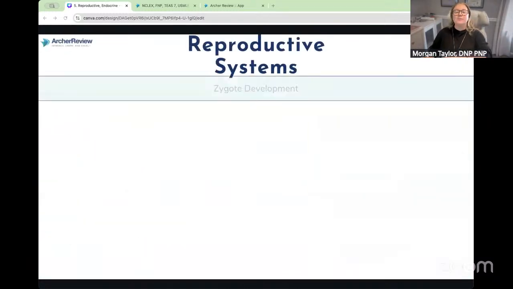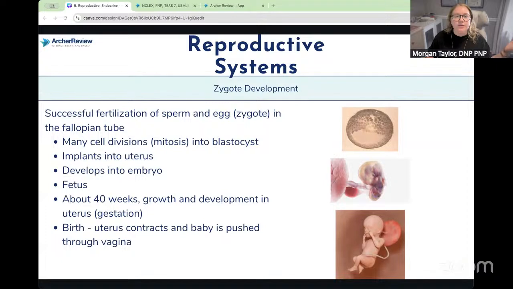We know ultimately all of this is trying to reproduce. Why do we have a reproductive system? For reproduction. We talked about fertilization occurring in that fallopian tube. Let's actually talk about how that looks moving forward. If we successfully have the joining of a spermatocyte and an ovum, we will first form a zygote in that fallopian tube. Then the cell division starts. That cell's got to divide and multiply to form into a blastocyst.